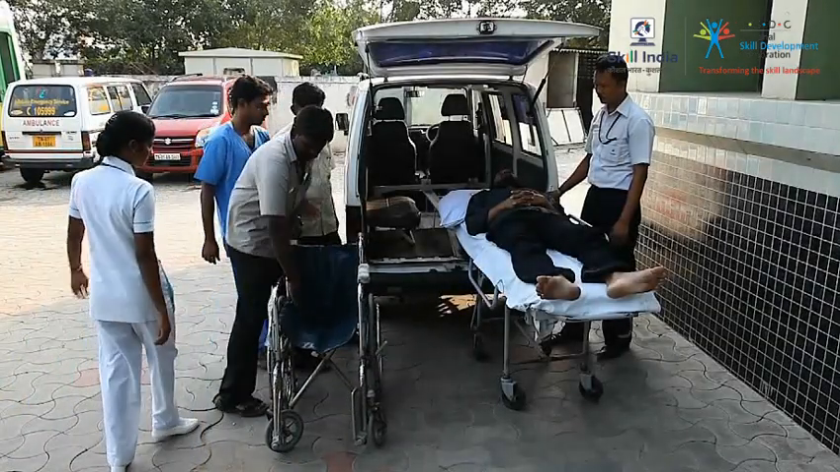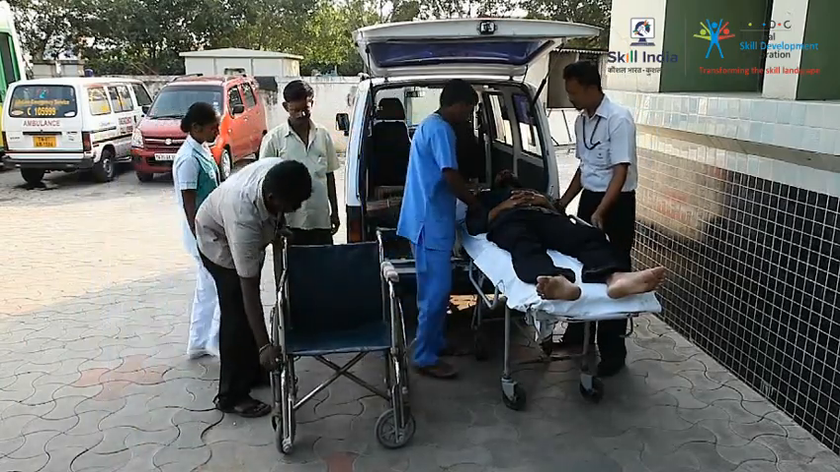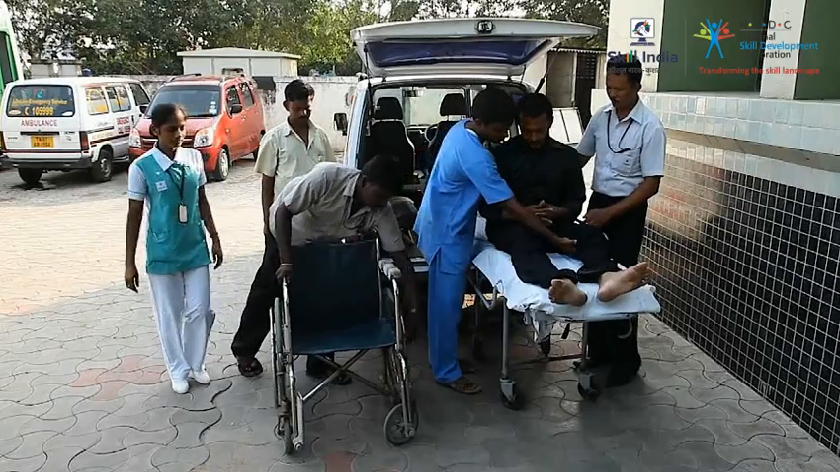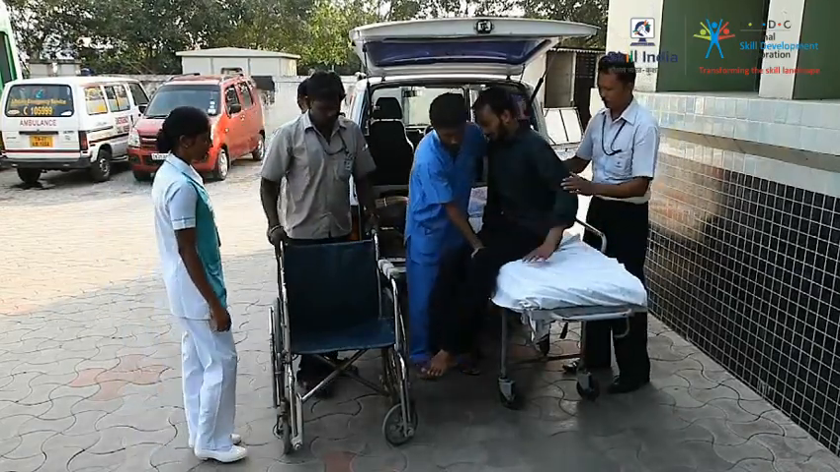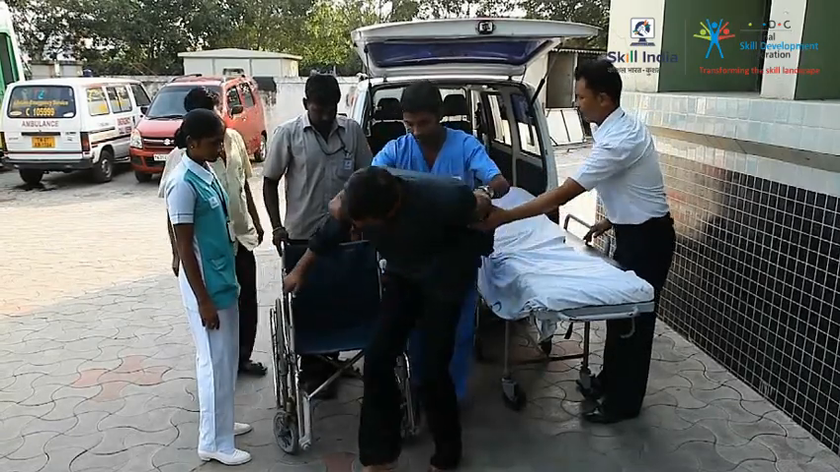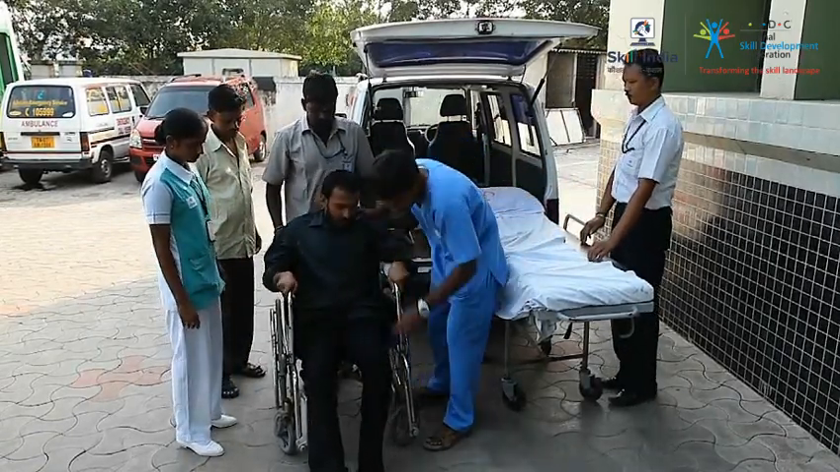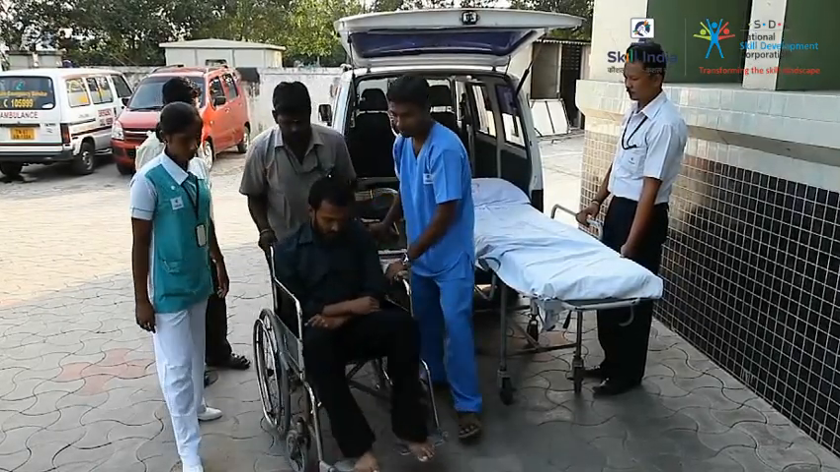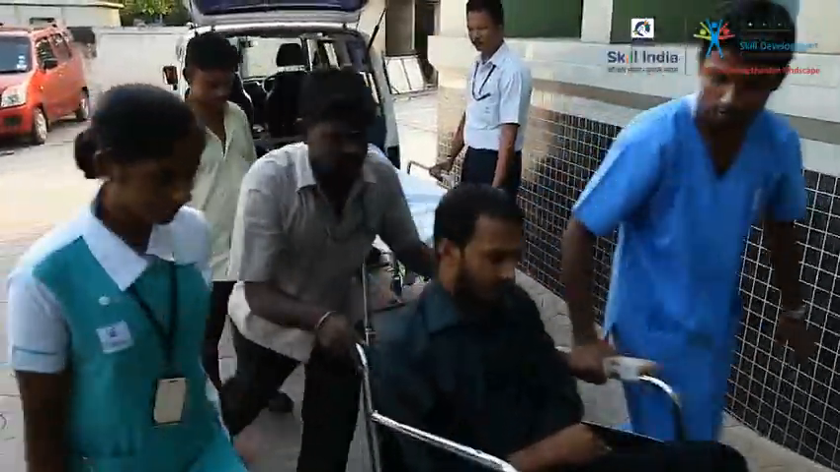With the help of the ambulance team, align the wheelchair with the ambulance bed. Assist the patient in moving from the ambulance bed and stepping out of the ambulance. Carefully transfer the patient to the wheelchair. Ensure that the patient is comfortably seated in the wheelchair. Transfer the patient smoothly without any jerks while moving the wheelchair. Do not rush the patient into the ward.